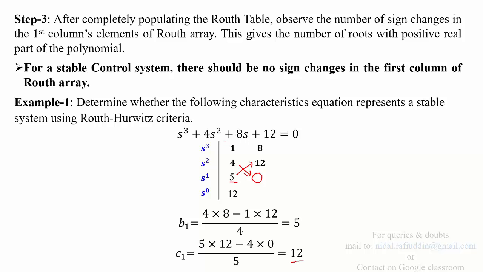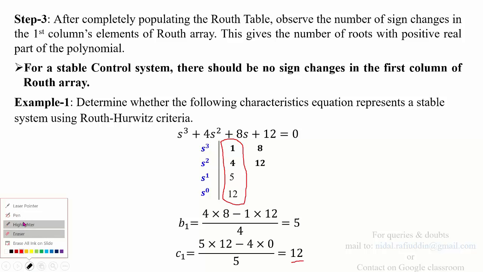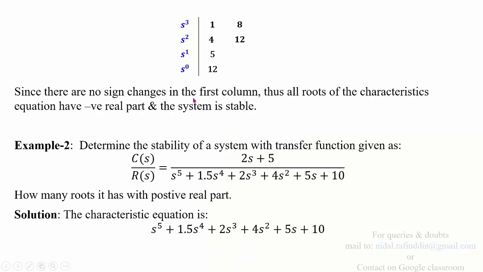And if you observe this particular table, what you see is that in the first column of this table we don't have any sign change. So since you don't have any sign change in the first column of the table, the system is concluded to be stable. Since there are no sign changes in the first column, the roots of the characteristic equation have negative real part and the system is stable.